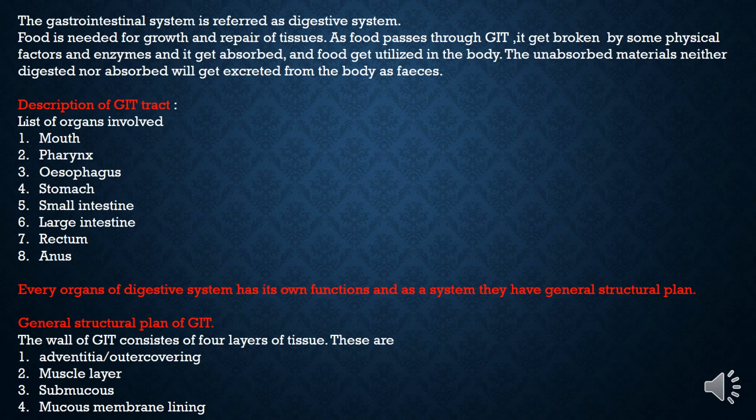If we see, there are different organs involved in the GIT. The first one is the mouth, from where you get the food. Then pharynx, esophagus, stomach, small intestine, large intestine, rectum, and anus. Every organ of the digestive system has its own function, and as a system they have a general structural plan. So what exactly is the plan? The wall of the GIT consists of 4 layers of tissue: adventitia, or the outer covering, muscle layer, submucous layer, and mucous membrane lining.